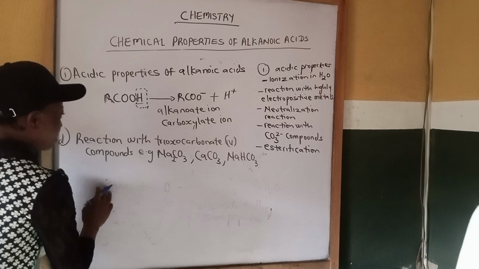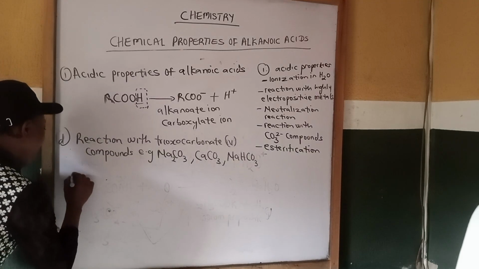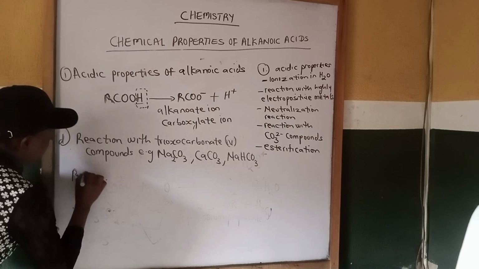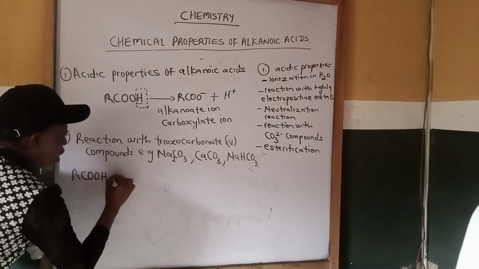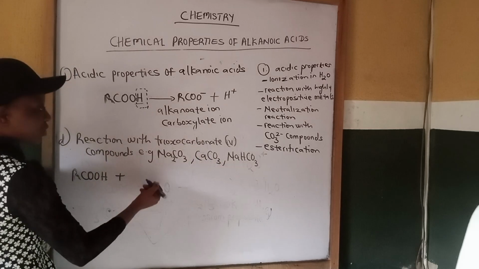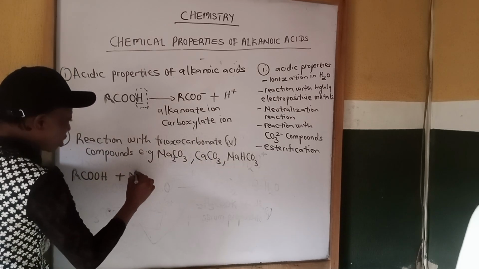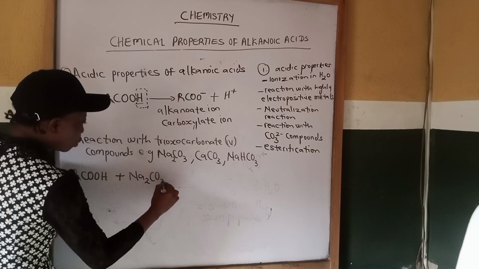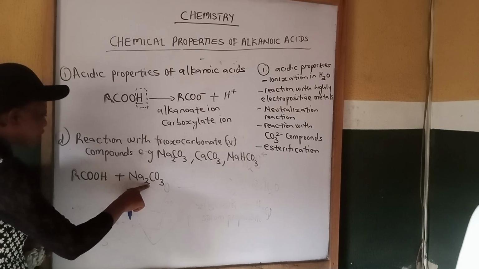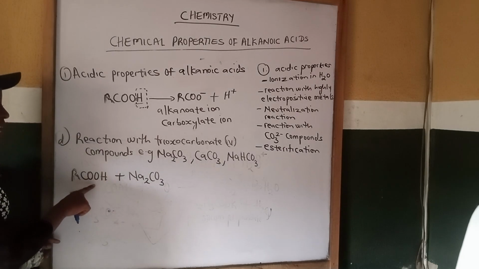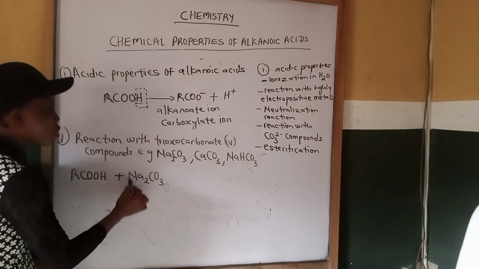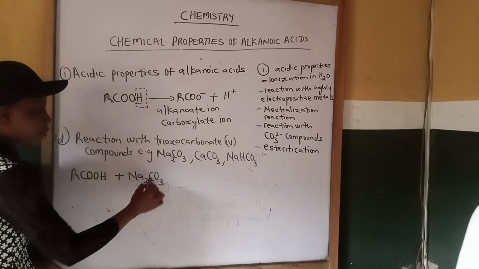So let's see the chemical reaction for that. Reaction between alkanoic acid, which is RCOOH, plus a trioxocarbonate IV compound. You can use any of the compounds. Let's use Na2CO3. So what will happen once this trioxocarbonate IV compound comes in contact with an acid? There will be evolution of carbon IV oxide. So the CO2 will be released from the trioxocarbonate IV compound.